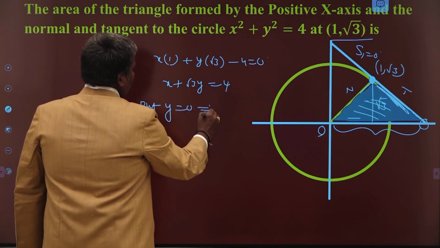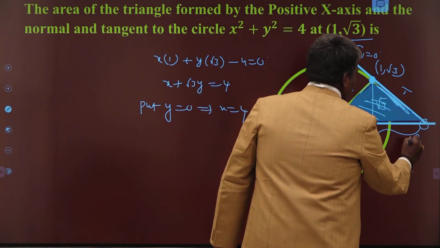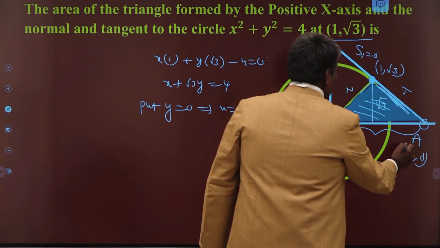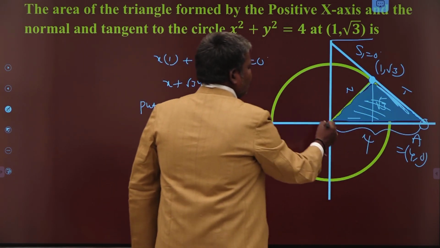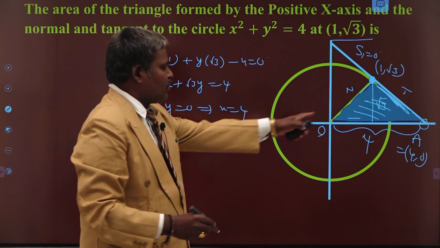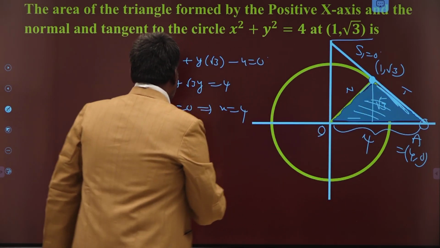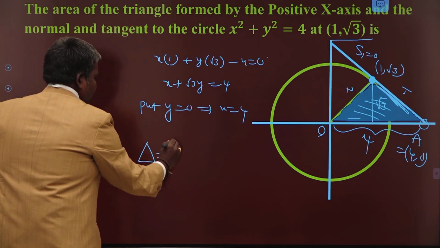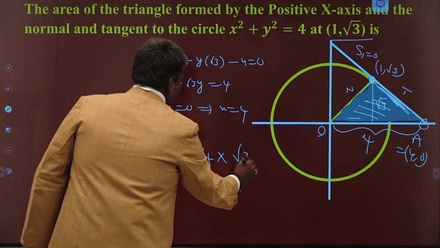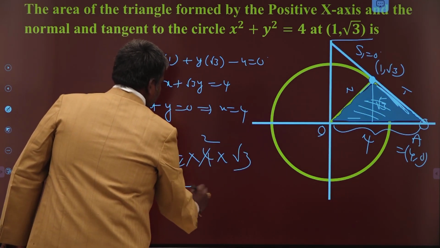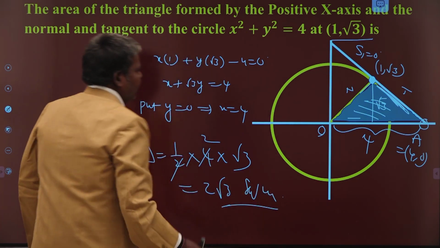put y equal to 0. Put y equal to 0, we get x is equal to 4. So this is (4, 0). Am I correct or not? This is (4, 0). So the base length is 4 units, from (0, 0) to (4, 0). Once you know the base and height, can you write the area of the triangle? Yes. The area of the triangle is half into base into height, that is root 3. So the 2 cancels. 2 root 3 square units is your required area.